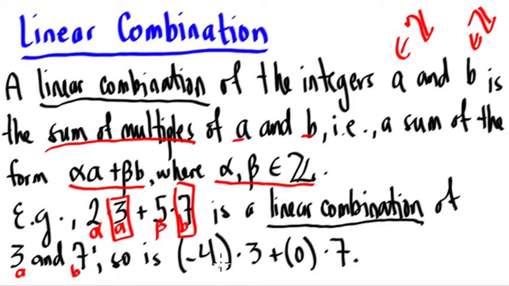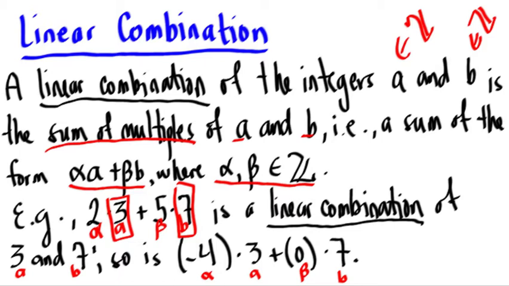Also, we can change that as another linear combination. This is still a and b, but this is another alpha and another beta. But still, it's a linear combination of 3 and 7. So pretty much that's the concept of linear combination of two integers a and b. It's just the sum of multiples of these integers a and b.